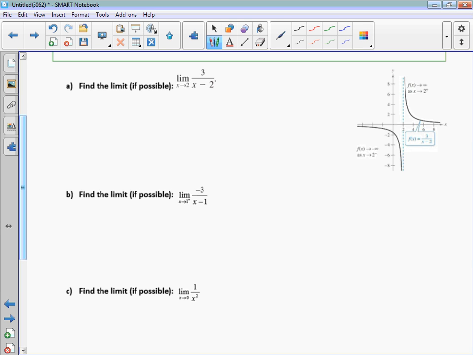All right, so let's look at this. We have to do the limit of 3 over x minus 2 as x approaches 2 from the right. And then we have to do the same thing, 3 over x minus 2 as x approaches 2 from the left. Okay. First one, you're given the graph, which is helpful.